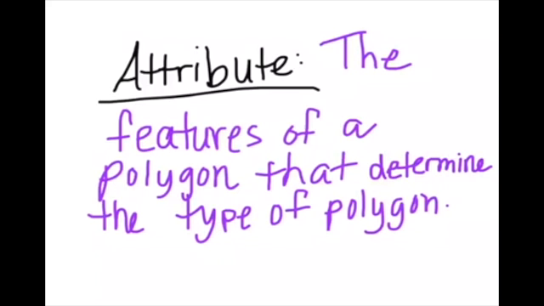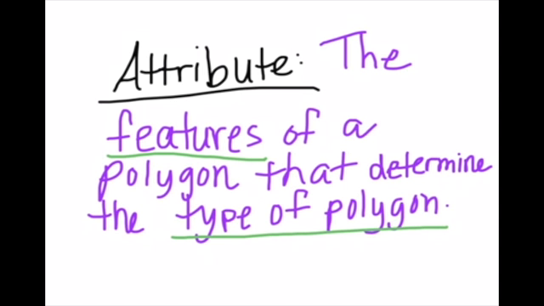Here's our other word, attribute. So an attribute is another word for features, and they're the features of a polygon that determine what type of polygon that we have.